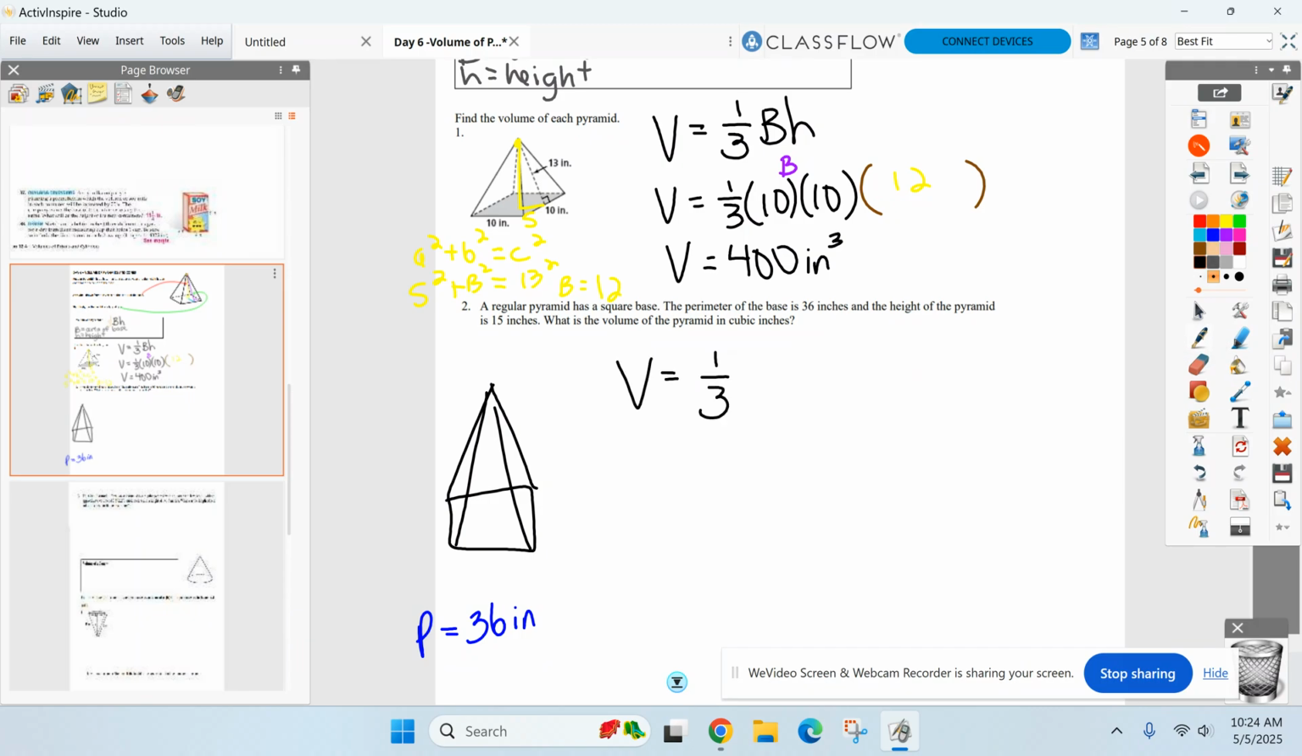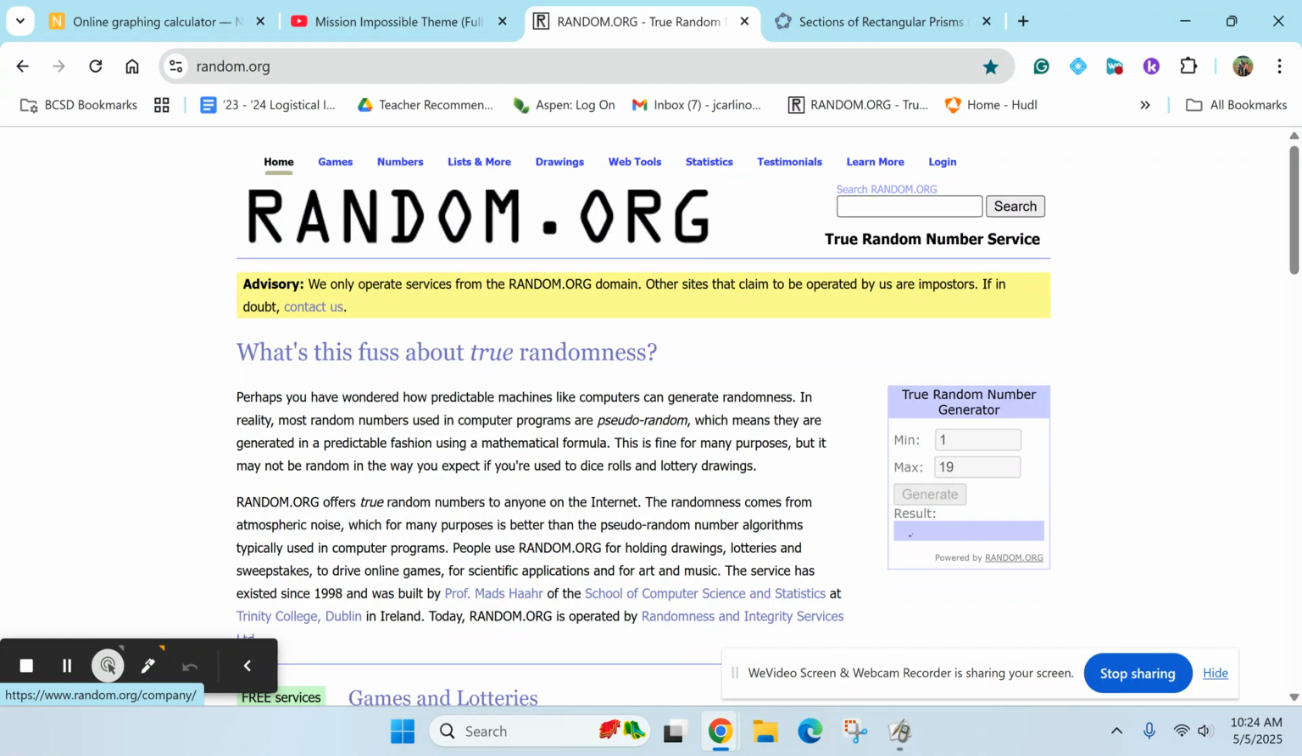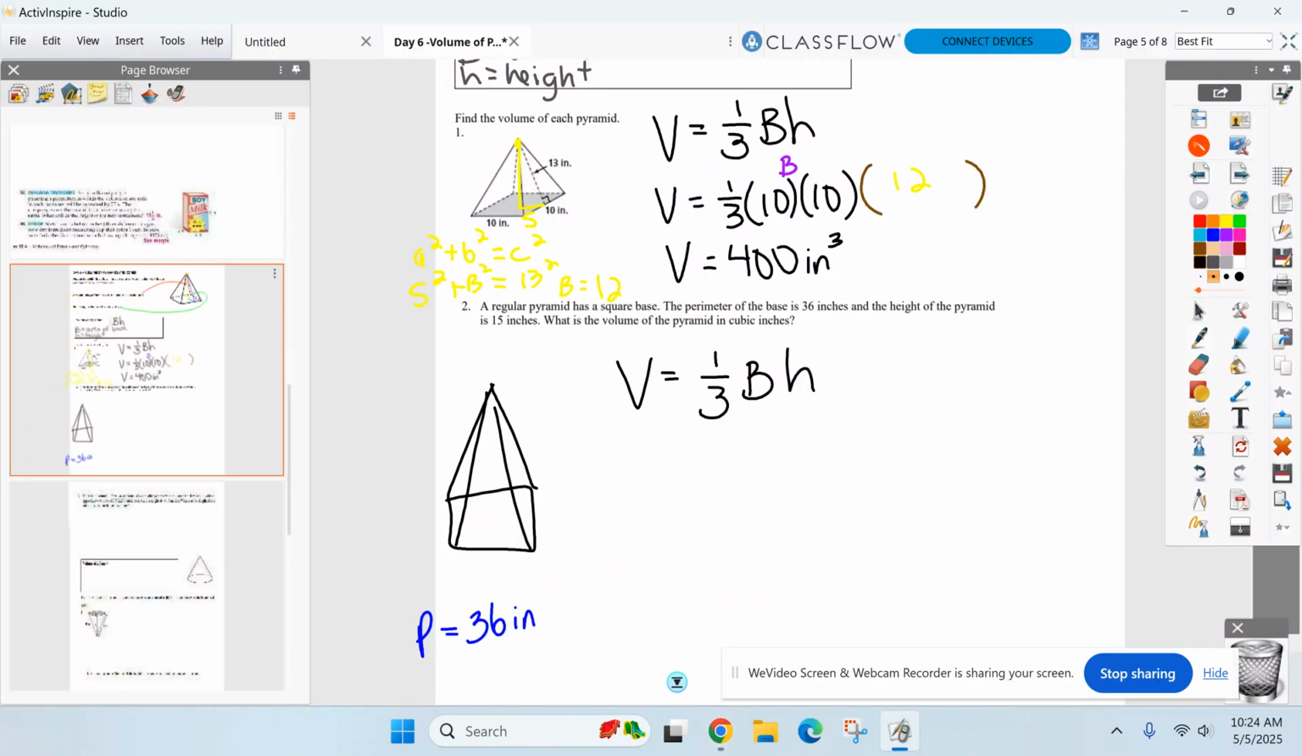So we got 1/3 BH. I got a problem though. I do not know any sides of that square, but that's where the 36 comes into play. Find me a side length using the 36. Chia, what do you want to do to find the side length? Divide by 4. Yep. Divided by 4, that gives me a 9-inch side length.